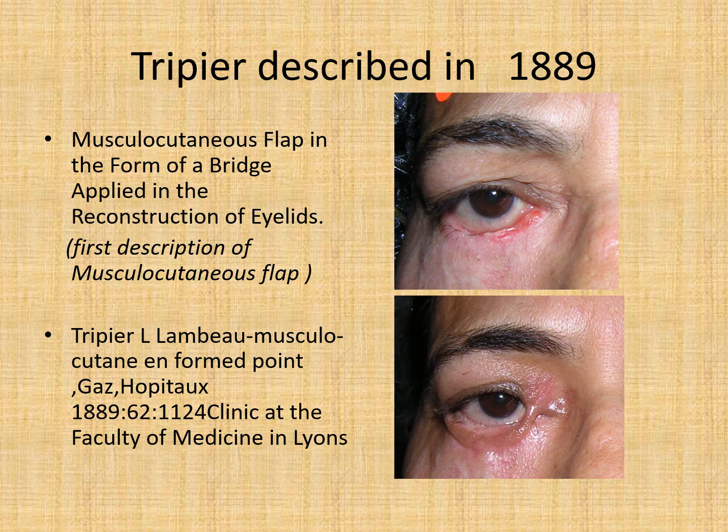Tripier described in 1889 a musculocutaneous flap in the form of a bridge, applied in the reconstruction of eyelids. This is the first description of a musculocutaneous flap.